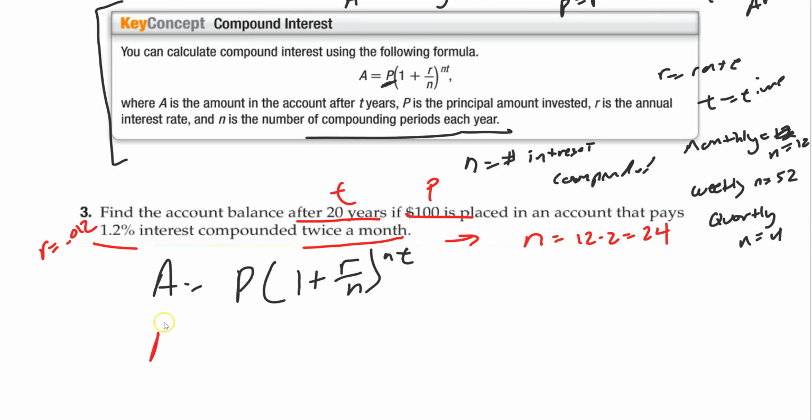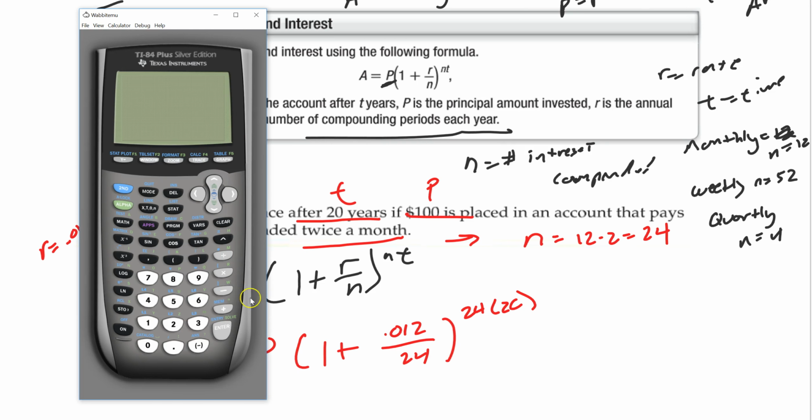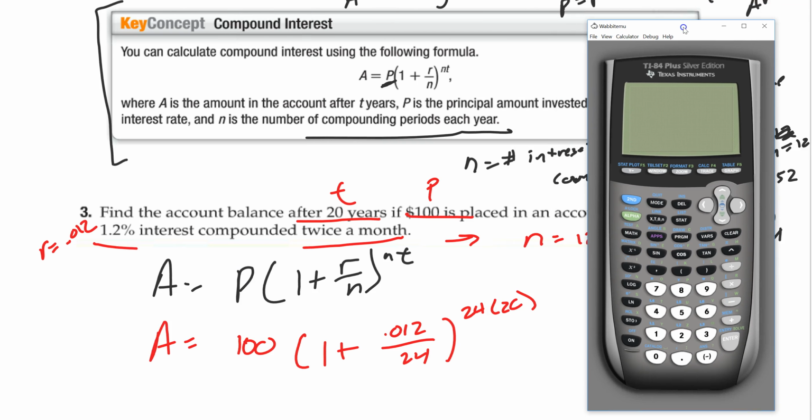So I'm going to figure out how much money I have at the end of 20 years when I do all this. So put $100 in. 1 plus 0.012 over 24, and then twice a month, so 12 times 2. And then nt, 24 times 20. We're going to plug this all into a calculator. So $100 times 1 plus 0.012 divided by 24, to the 24 times 20.